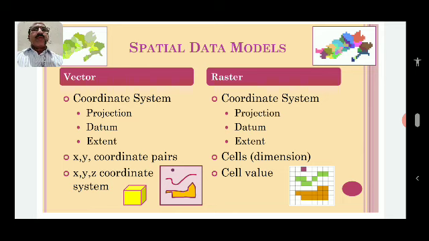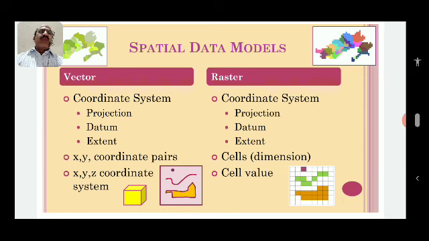Then you have the datum. Then we have the extent, geographic extent. Then the XY coordinate pairs. In terms of point, only one. Sequences like line, and for polygon x1 y1 to xn yn, then x1 y1 again.